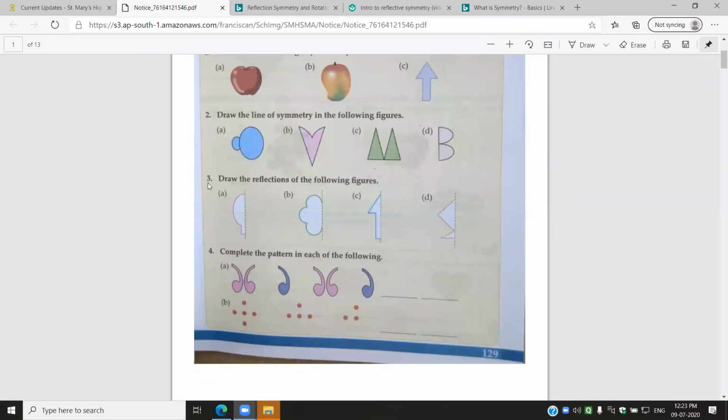Next, we draw the reflection of the following figures. So this half of the figure is given, you have to draw the reflection. So you will do this same thing on the other side. Think that this line in the middle is a mirror. If this is a mirror, what type of image will be cast on the other side? So it will be exactly the same thing. Like this round, and here you draw it like this and like that.